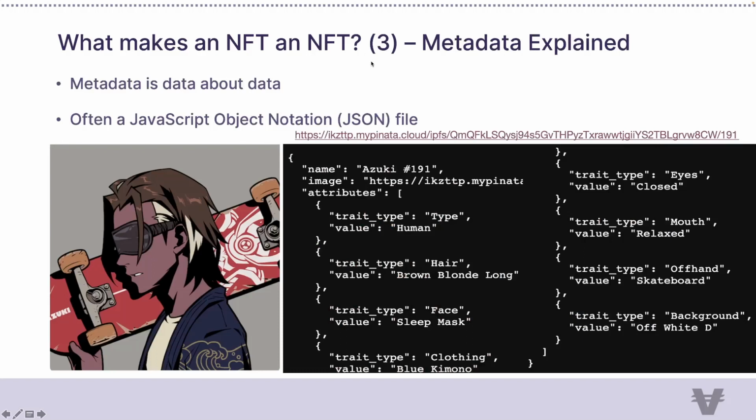So more about metadata. Metadata is data about data, and it's often a JavaScript Object Notation file. And we found this link, and when we click on that, you will find the metadata, which consists of the name, which is Azuki number 191, the image, which is also on Piñata, and the attributes of that NFT, which can be type, hair, face, and others, depending on how the project founders made their NFTs or made the pictures of the NFTs.